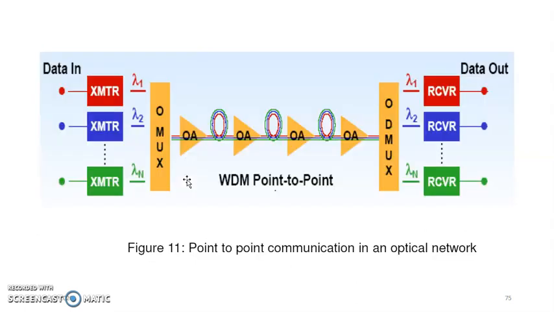So here is an optical network. It indicates point-to-point communication in an optical network: a simple transmitter, separating wavelength, mux, optical amplifier, fiber link, and demultiplexer at the receiver data. A simple communication optical network.